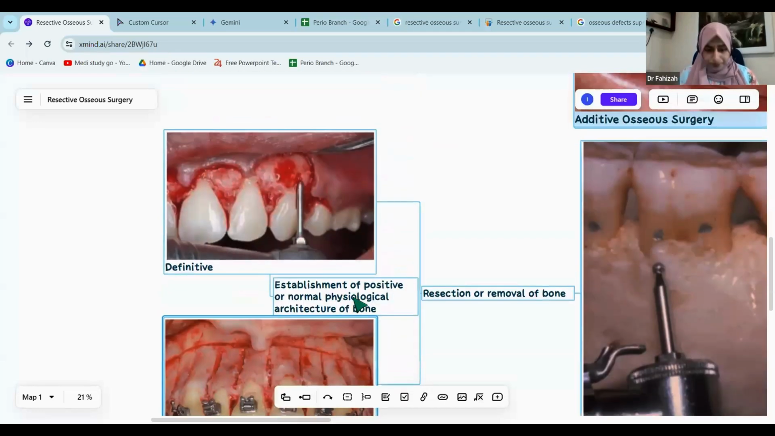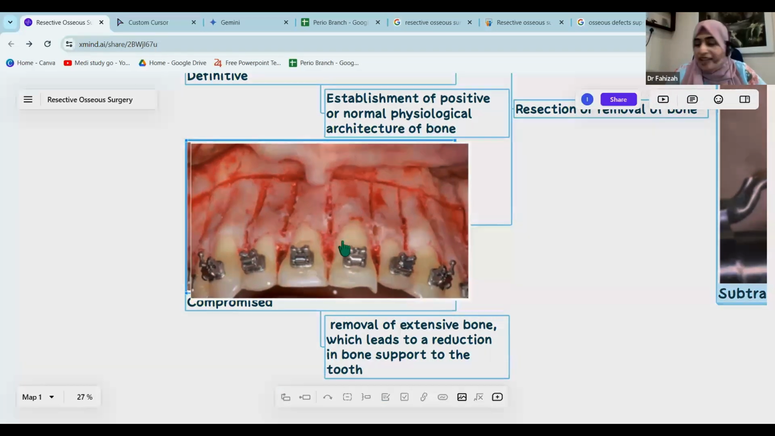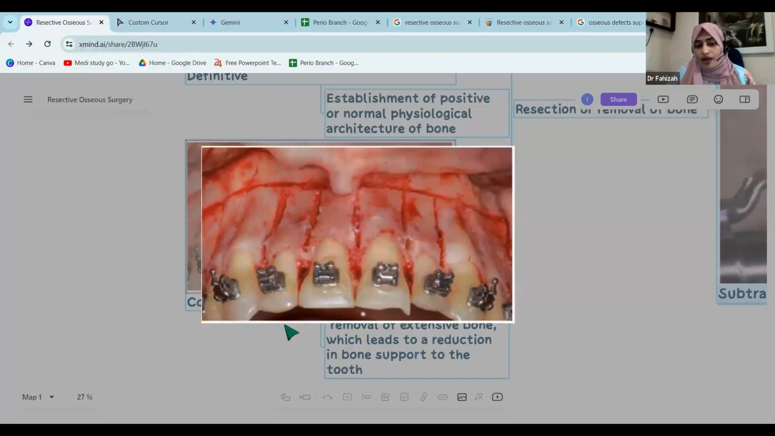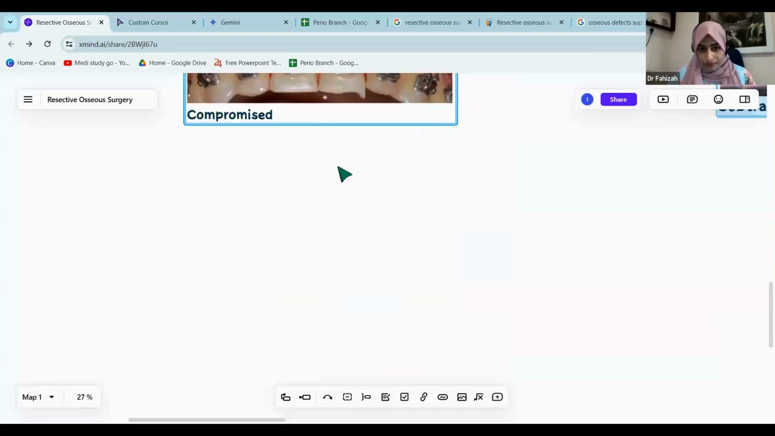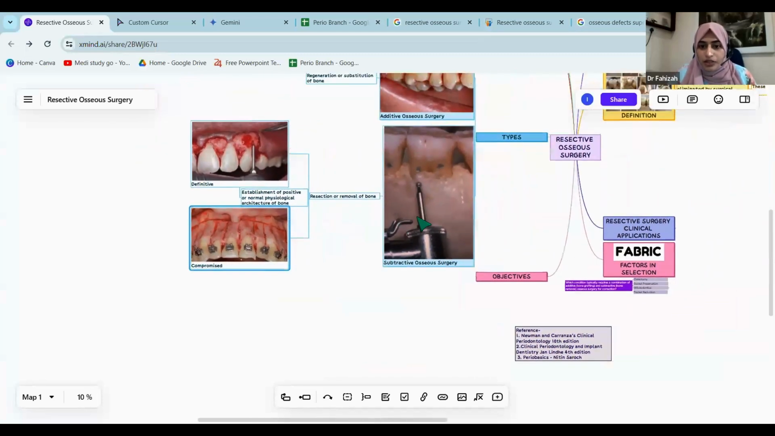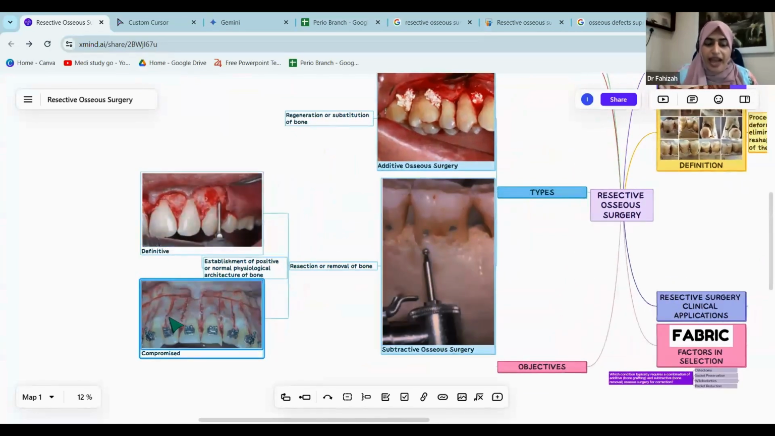Now, in compromised cases, what happens sometimes when you do different kinds of treatments, you have corticotomy cuts which you need to give. For example, in orthodontics, they have given corticotomy cuts between the teeth. That way the support of the tooth is actually lost, but it's for the betterment of the future because they want faster movement of the teeth to happen. So that's where it's called compromised subtractive osteosurgery. So these were the different types. We have additive, we have subtractive osteosurgery. Under subtractive, we have definitive, and we have compromised.